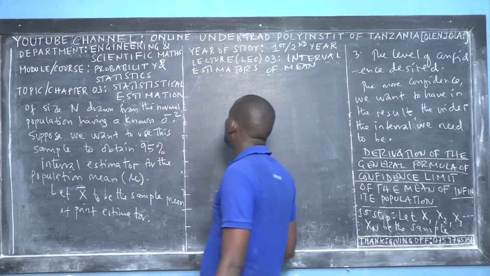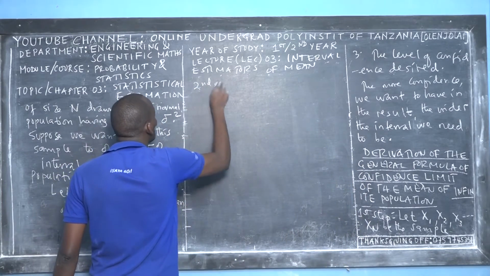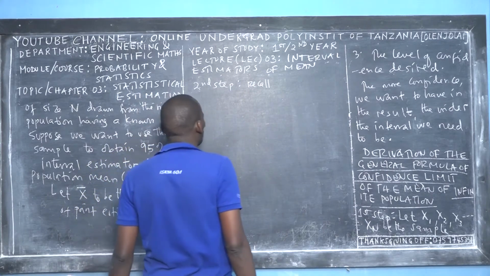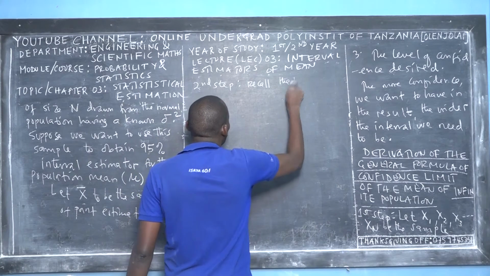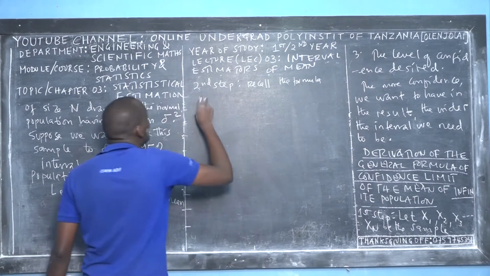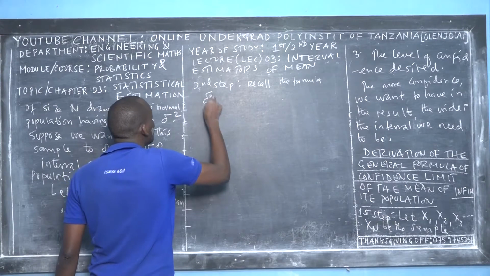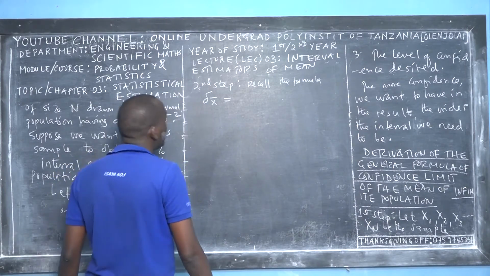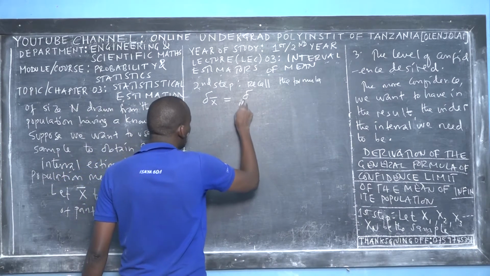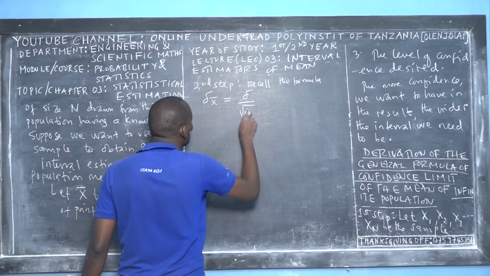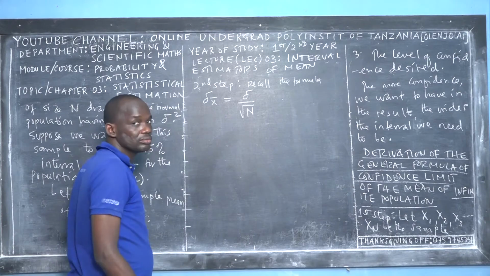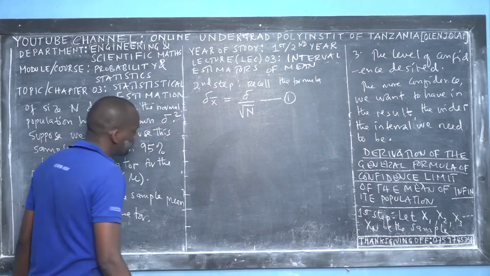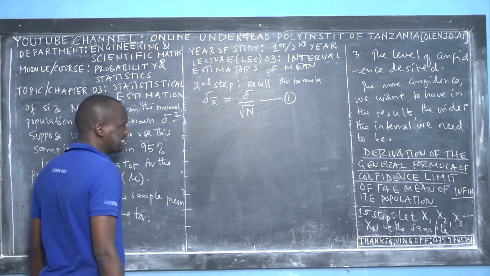Listen carefully. Again, the second step: recall what I told you in the second chapter, which is called the sampling distribution. Recall the formula of the sampling distribution of means for an infinite population. This is equal to the known standard deviation over the square root of the sample size. Suppose this is the first equation.